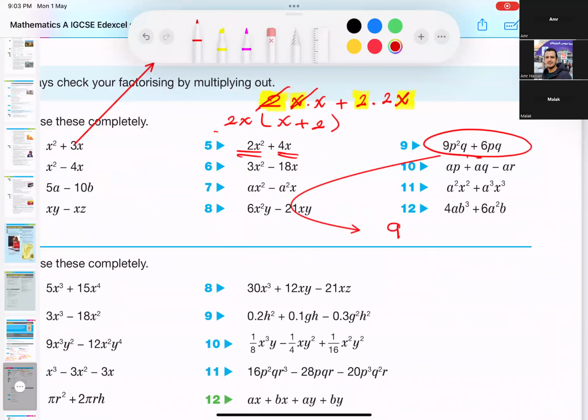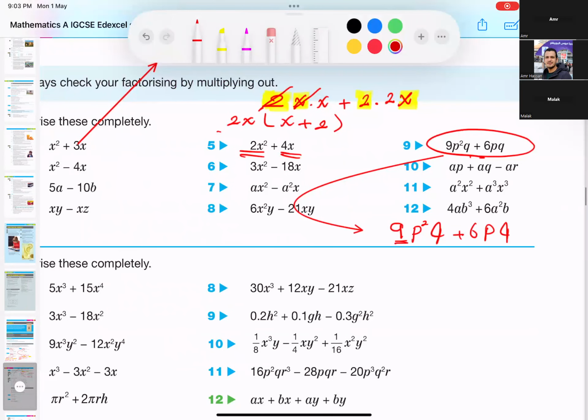So we have 9p squared q plus 6pq. This one, it seems like 3 multiplied by 3, and then p times 2p and 1q, plus 2 multiplied by 3, and then p and then q. Yeah, exactly. Let me try to highlight it: 3 and 2, 3 and 3, p and q.